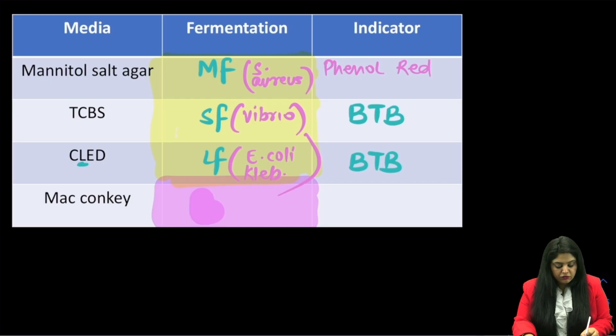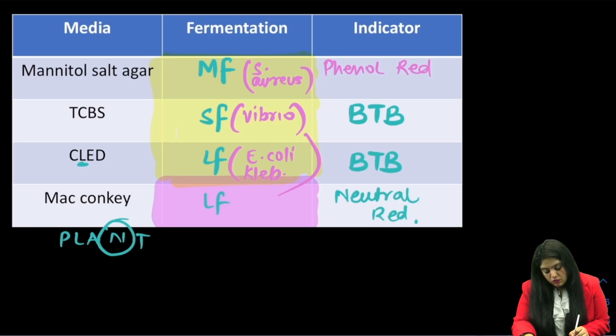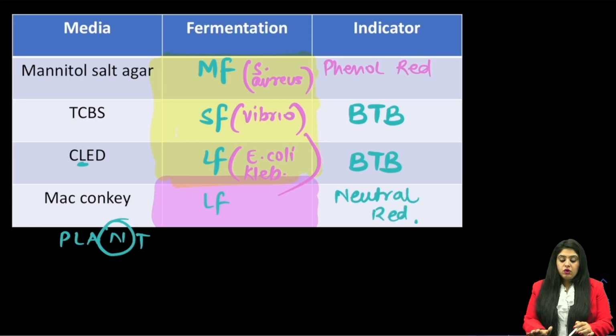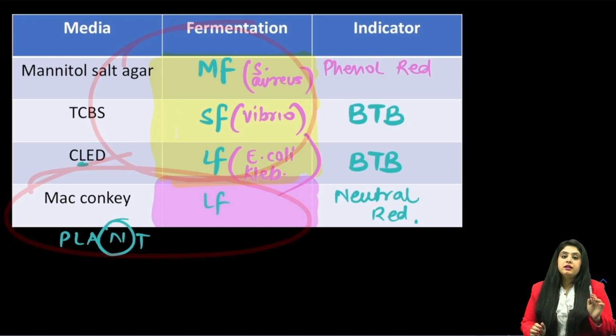If you do lactose fermentation and you get a pink color, it's a pretty pink plant. And in the plant, what was the indicator? The indicator was neutral red. So here you had to mark neutral red. Everyone's okay? So all the fermentations give me what color? Yellow color, except for the pretty pink plant, that is my MacConkey.